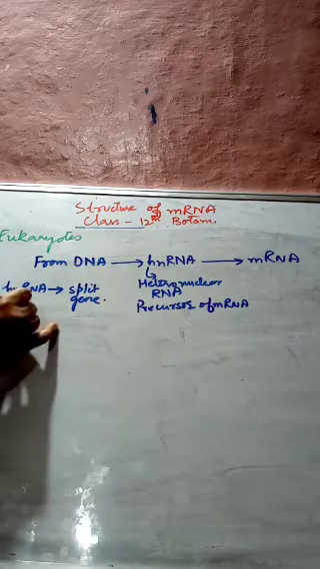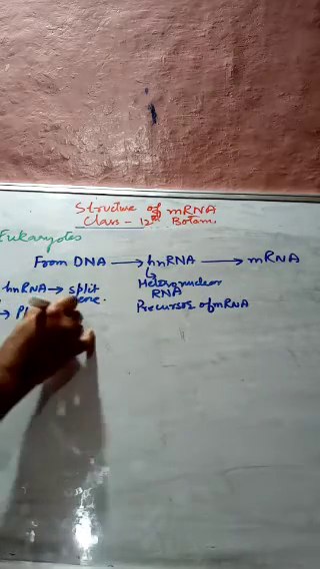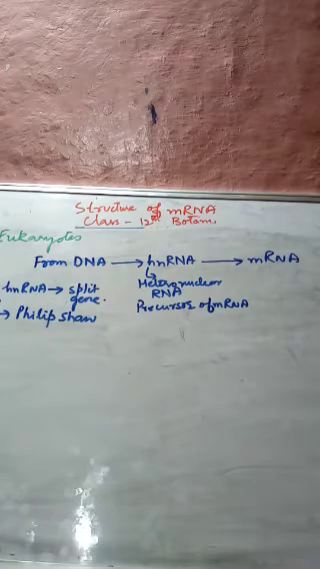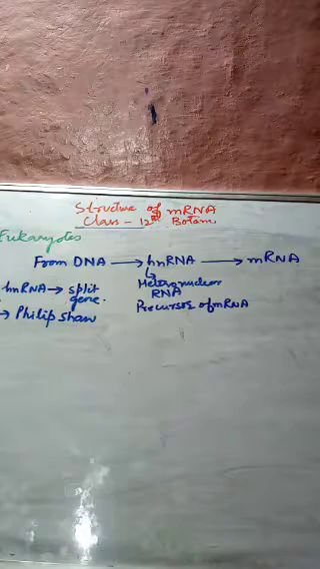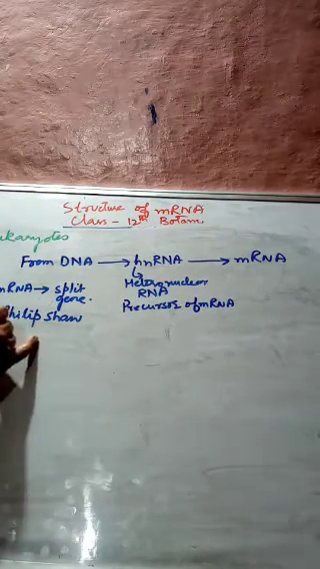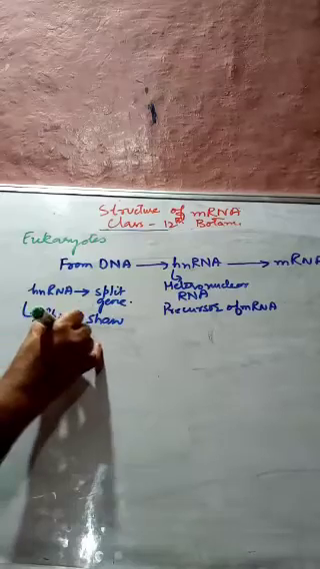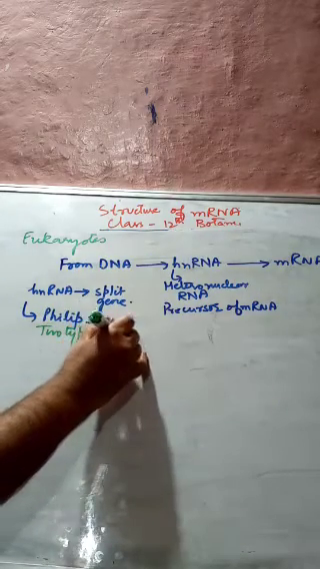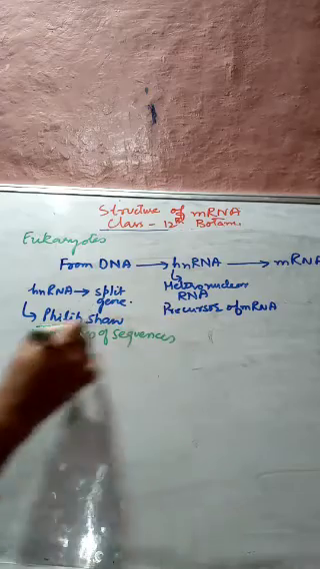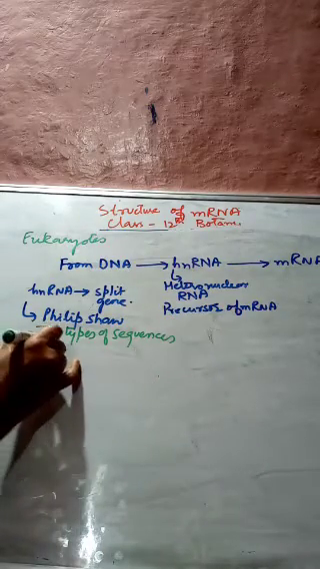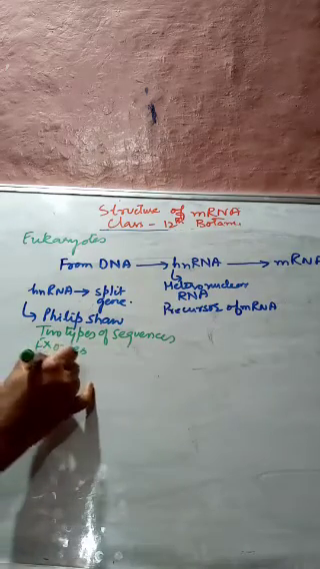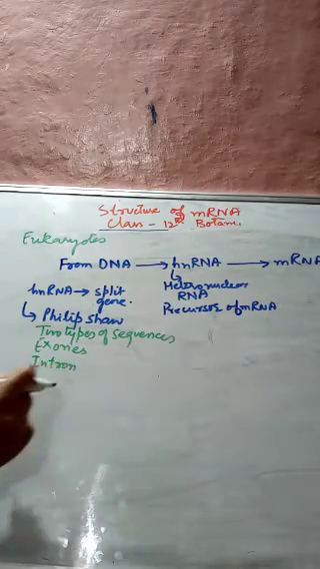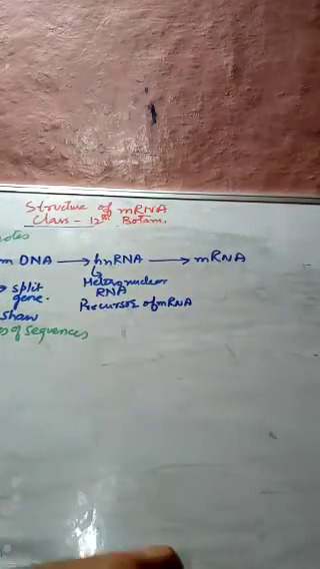If we talk about HnRNA, its concept was given by Philip Sharp. And we will see that it consists of two types of sequences. One we call exons, and the other we call introns. Exon and intron. If we draw the diagram, this is what we will see.